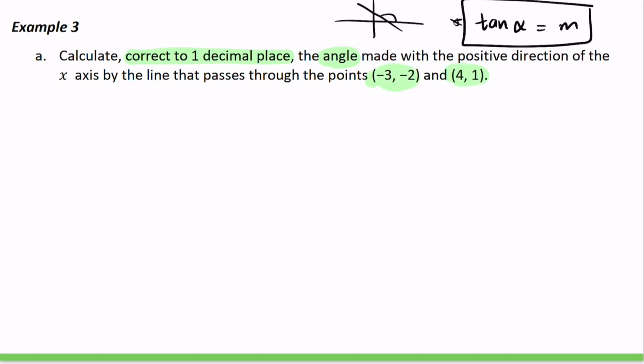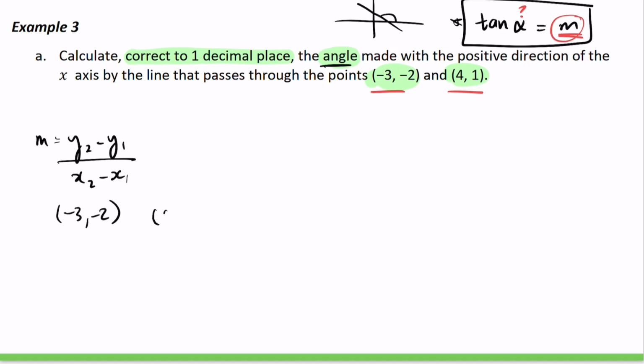So what we need to do is find that angle, and in order to find the angle, we know that we firstly need a gradient. So in order to find that angle, I need to figure out what m might be, and the way that we can find that gradient is by the fact that I have 2 points already. With 2 points, I can use the formula y2 minus y1 over x2 minus x1. I have 2 points, -3, -2, and 4, 1. And then I can label this x1, y1, x2, y2, and now it's just a matter of substitution.